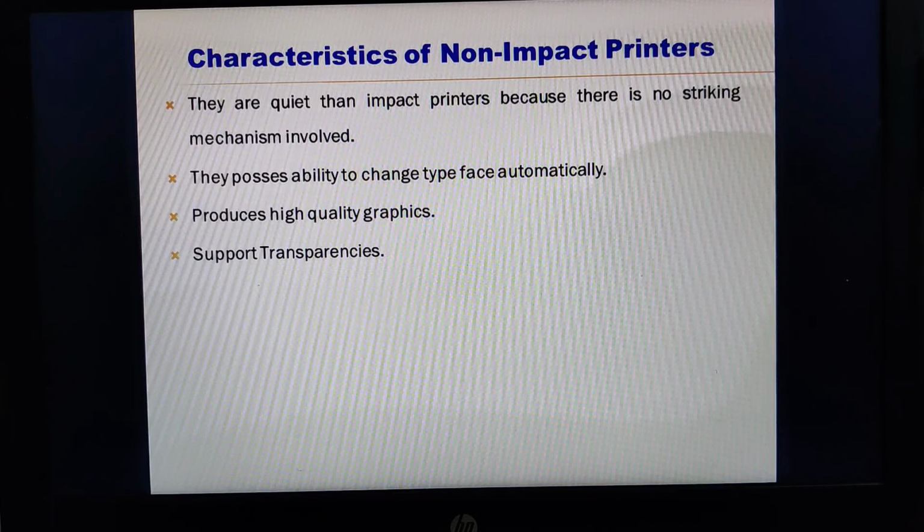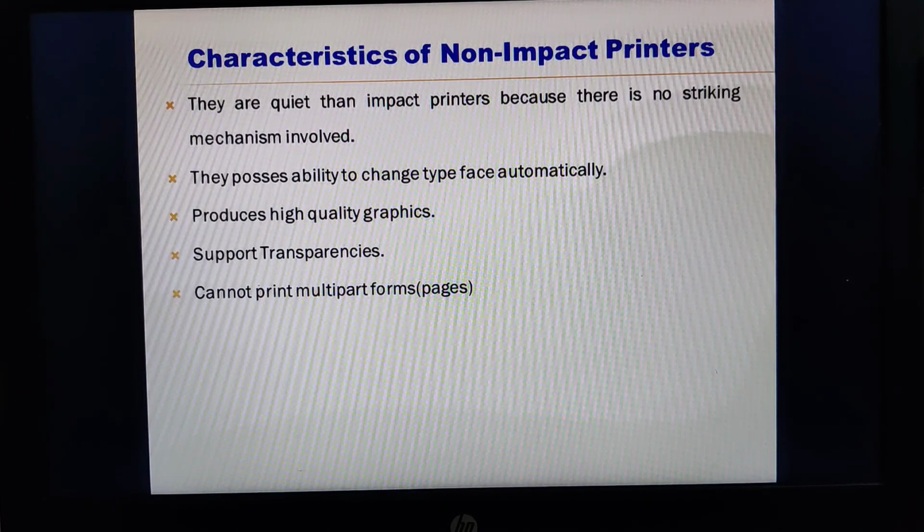Then these printers cannot print multiple forms. That means at a time they cannot produce carbon copies. If you give one print command, only one printout will be taken, whereas in the case of the impact printer, I'll discuss later how it gets the carbon copies. Impact printers are extensively used for bulk printing because they have the capability to generate a lot more carbon copies at the same time.